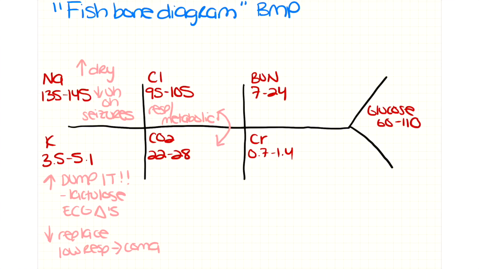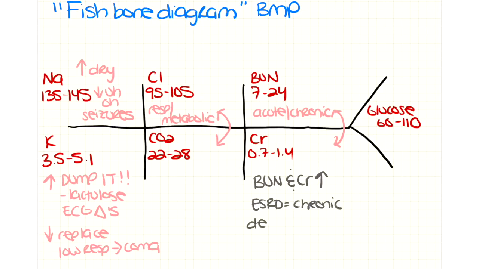BUN and creatinine, for both, you need to determine, is it an acute or chronic condition? For example, if BUN and creatinine are high, it could be either. It could be end-stage renal disease, that's chronic, or it could be a dehydration episode from running outside or a heavy workout. That would be an acute episode.